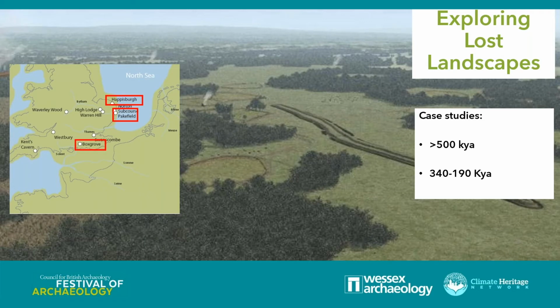And what I want to do now is just explore in a bit of detail a couple of case studies showing what environments were like and how humans occupied these landscapes, and how we look at these lost landscapes of Doggerland and La Manche during two periods of time. The first one is the period prior to 500,000 years ago, before the process that led to the breaching of the Straits of Dover, associated with some of the earliest occupation of Northern Europe, and the period from 340,000 years ago to 190,000 years ago, at the start of the Middle Paleolithic, when we see the emergence of behaviours associated with Neanderthal populations.